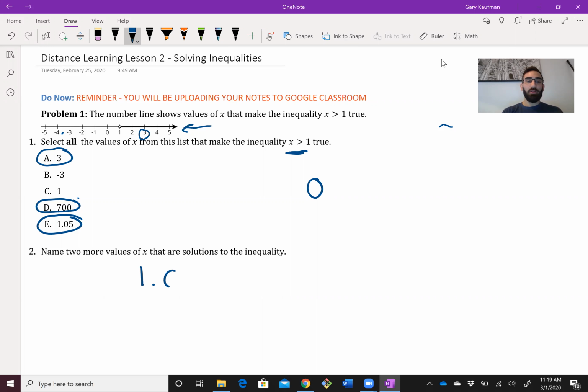So when I asked you to name 2 more values, you could have chosen anything. You could have chosen 1.0001. That's greater than 1 by a very little bit. You could have chosen 7,625. That's greater than 1 by a lot. So there's infinite possibilities you could have chosen.